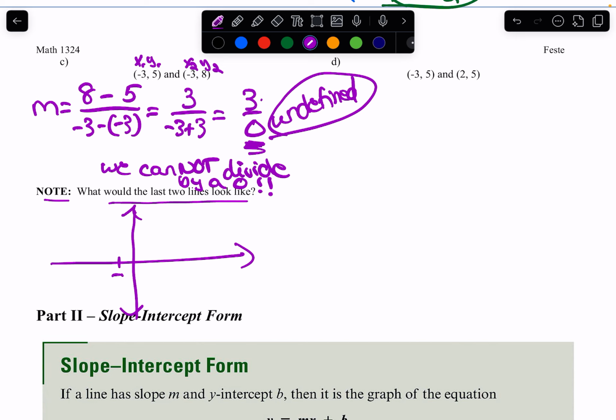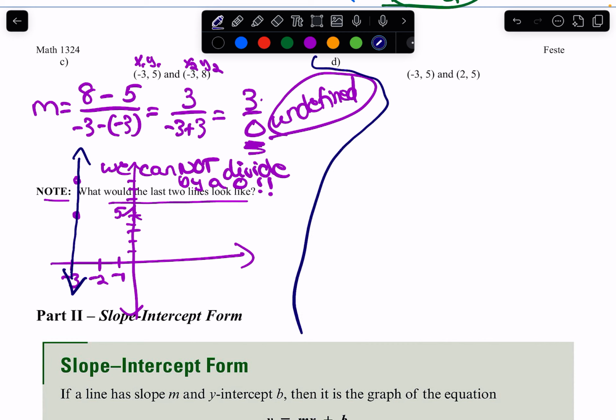Negative 3, so negative 1, negative 2, negative 3. And then we've got 1, 2, 3, 4, 5. So negative 3 and 5 is here. And then negative 3 and 8, oops, mine doesn't go enough. 6, 7, 8. So it is over here. So when I go ahead and graph the line between those 2 points, it looks like this. So there's your vertical line.